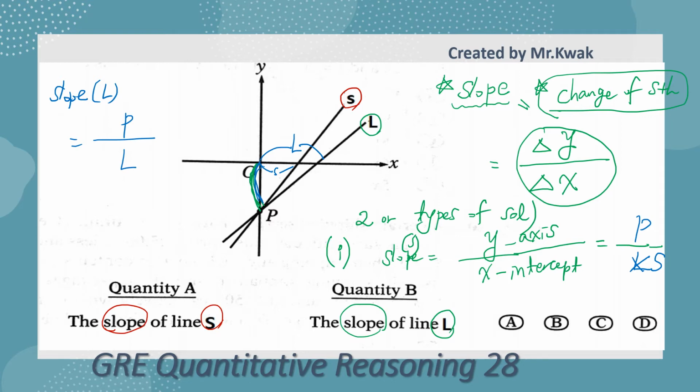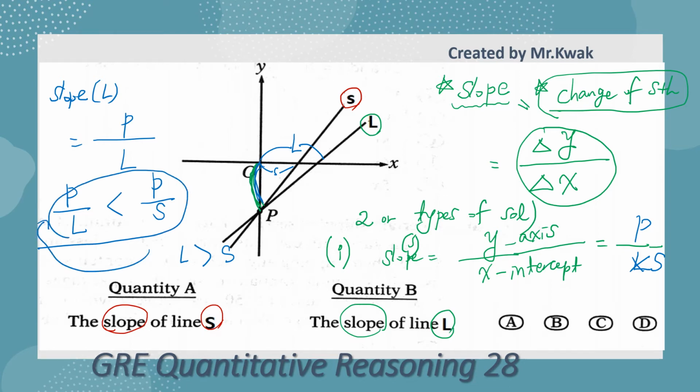But let's think about it. Look at the distance of L and S, because line L is longer than line S. In that case, we can compare like this way. Because in this situation, the numerator is the same, P, which means we can compare 1 over L and 1 over S. But L was larger than S. So if we change it to a ratio, 1 over L could be smaller than 1 over S.